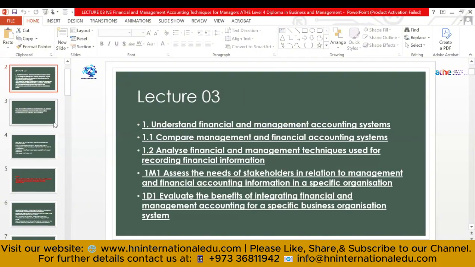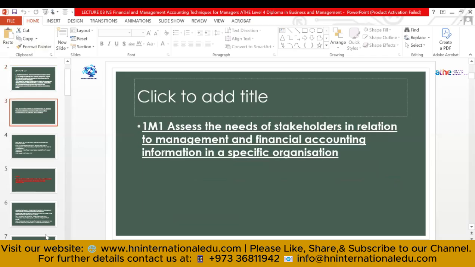Today we're going to end, inshallah, LO1. It states 1M1 first, the merit part. It says assess the needs of stakeholders in relation to management and financial accounting information in a specific organization. Whenever the command verb assess comes, it means you have to work on the explanations from the indicative content points, and then you need to provide the judgments. And if at the end, done with the answers, you can add the contra arguments against those judgments.